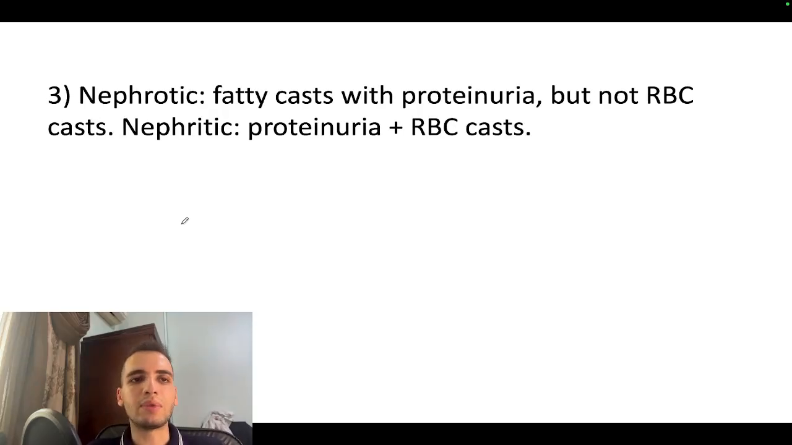The third concept is that nephrotic will usually cause fatty casts with protein in the urine. On the other hand, the nephritics can also cause protein in the urine, but with RBC casts. And this is very important, is that a lot of students confuse them together. Both of them can cause protein in the urine, and it will not be that helpful to know the range. But what's helpful is that nephritic will always present with RBC casts. Nephrotic will never have these RBC casts.